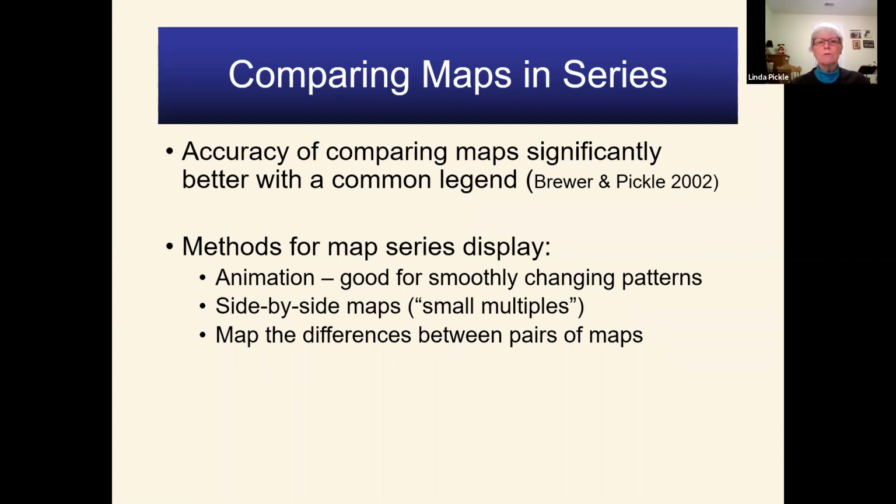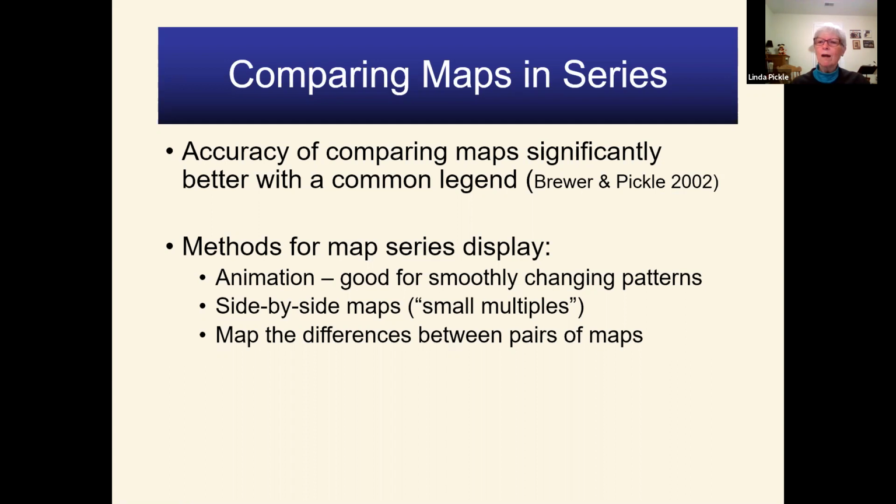So the three ways of showing maps in series. First, animation. It's good for smoothly changing patterns. It's not so good if you have pop-up hotspots like we did with our lung cancer map, things that are not clustered together. Second way is to show the maps side by side or on small multiples on the same page or on the same screen. And the third way is to just map the differences between pairs of maps.